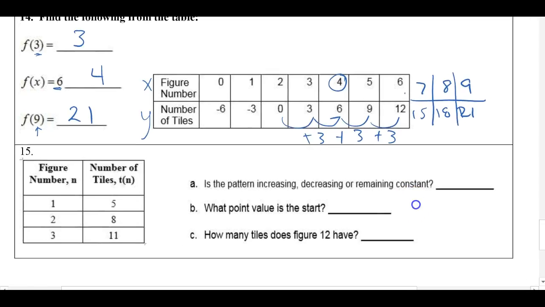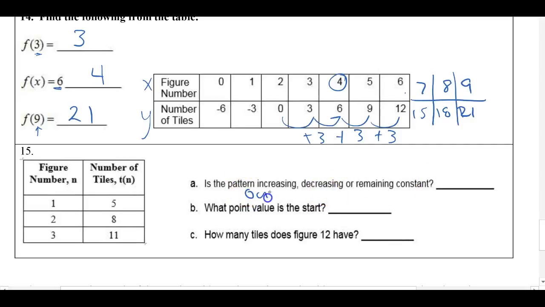And now our last question. Is this pattern increasing, decreasing, or remaining constant? Remember, if we're looking to see if it's increasing or decreasing, we're paying attention to what the y value, or the output, is doing. As I go down, it's going from 5 to 8 to 11, so that's an increase. Going up is an increase.